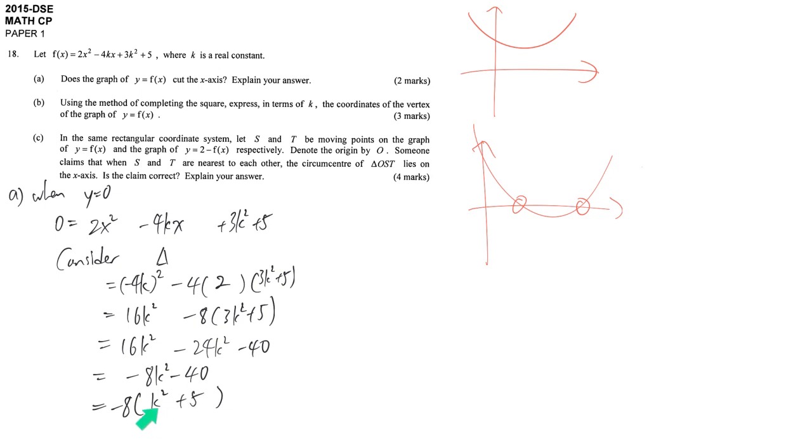So k squared must be positive. Positive plus positive, so k squared plus 5 itself is positive. Times negative 8, so it must be smaller than 0. I repeat, because k squared is positive, it must be some negative 8 times positive value. That's why the outcome must be negative value.